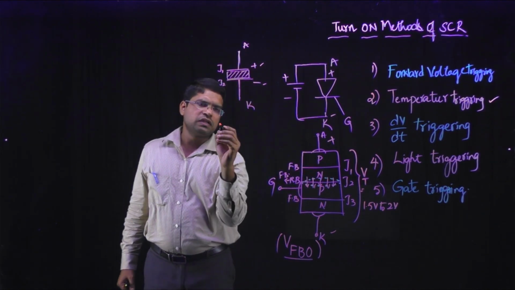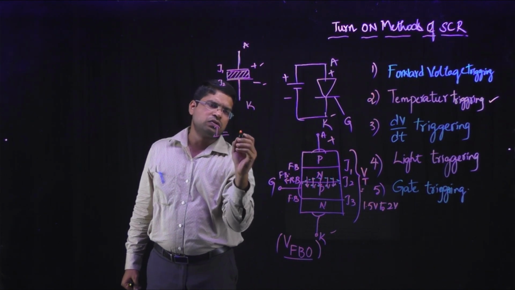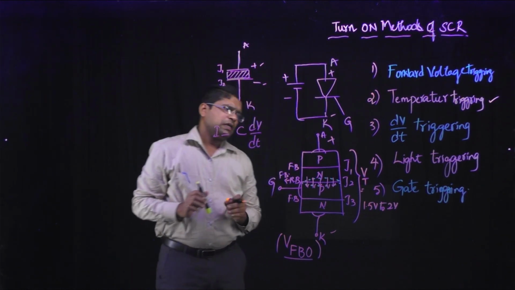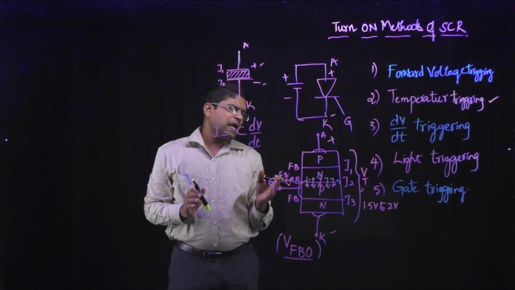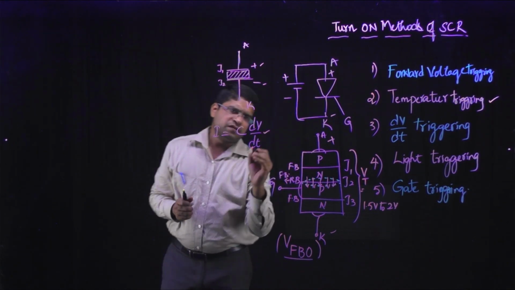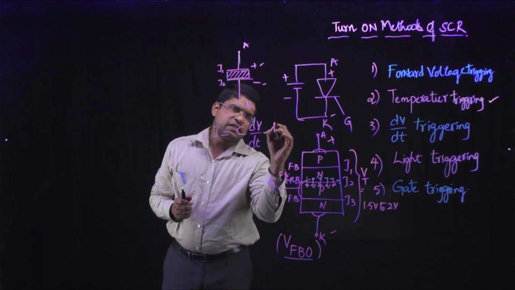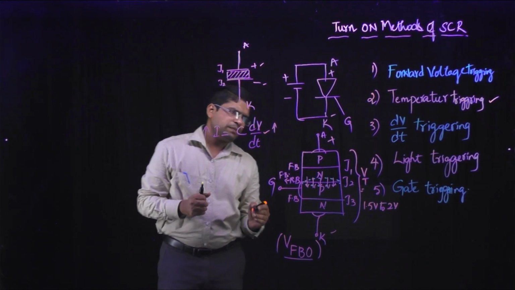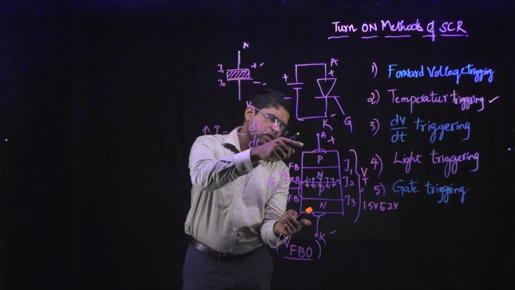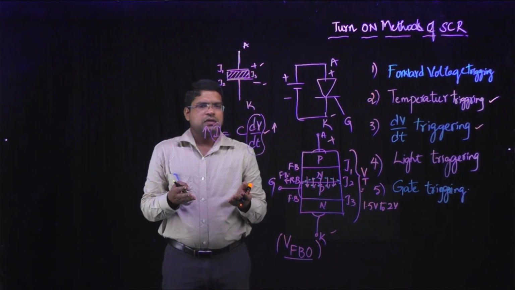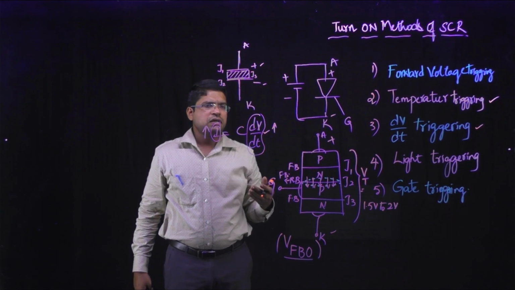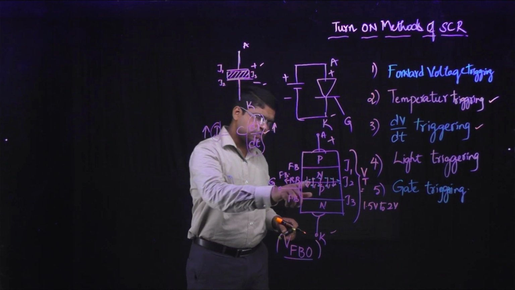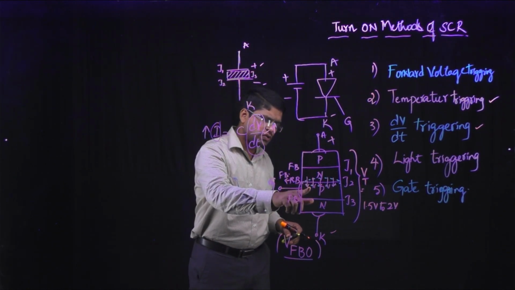What is the current flowing through the capacitor? The current flowing through the capacitor is equal to C dV by dt. Here the junction J2 has a certain capacitance. If the dV by dt is increased, what happens? The current flowing through the capacitor also increases. That means if the rate of change of voltage across the anode and cathode terminals is increased, then the charging current of the capacitance at junction J2 will also increase.